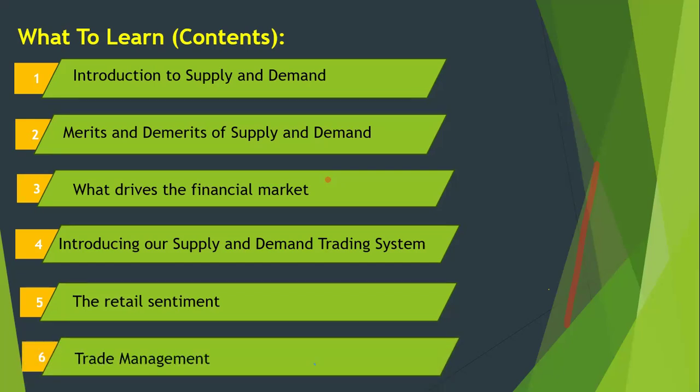So the last one on the list here is trade management. How do you manage your trade effectively? This is one of the things, or challenges, a lot of people are facing. So for you to be able to make money consistently in the financial market, you need to be able to manage your trade properly. So these are the 6 things you'll be learning today. So pay close attention to it.